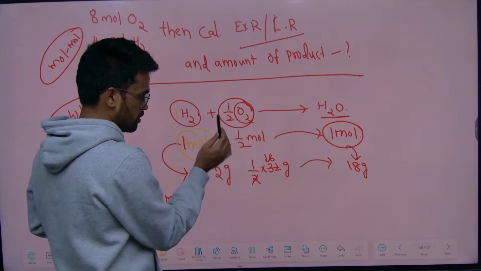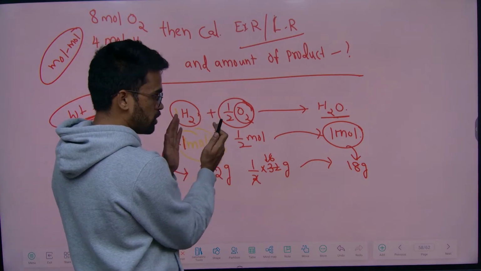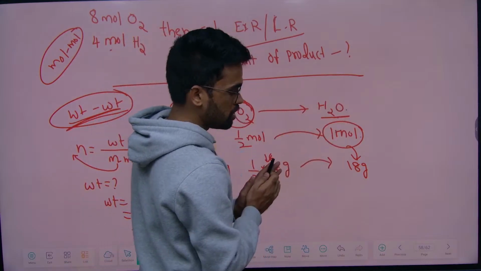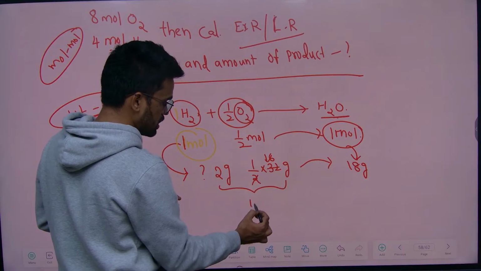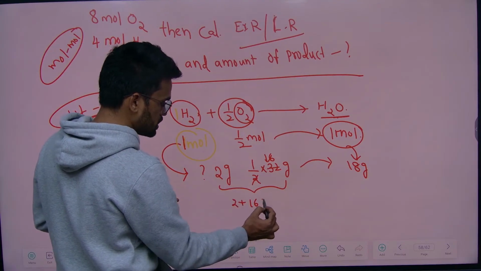So the total mass of reactants should be equal to the total mass of product formed. How many grams are reacting? 2 plus 16. So 2 plus 16 means how much? 18 grams.